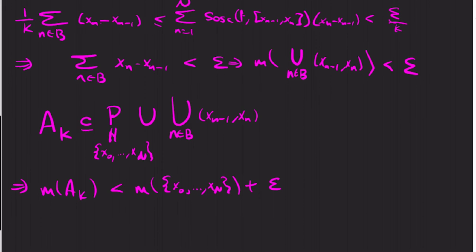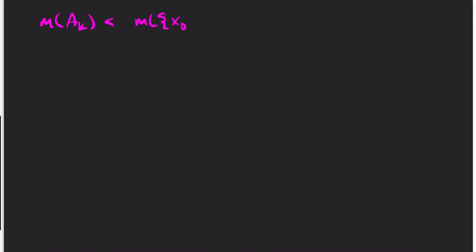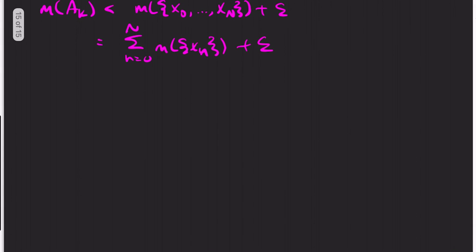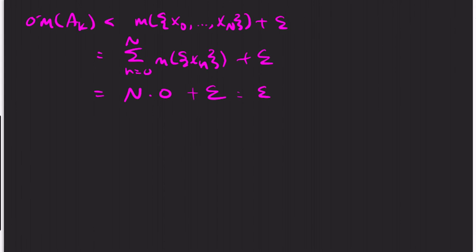I'll go to a different page here because I'm not sure if you can still see that. So just to rewrite, the measure of A_k is less than the measure of this plus epsilon. That is the sum from n equals 0 to N of the measure of x_n, because they're disjoint singletons. This is why we proved this: it's N times 0. They're all measure 0 sets because they're all singletons. And remember, 0 is less than or equal to this.